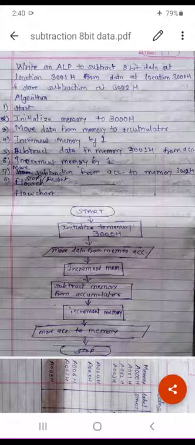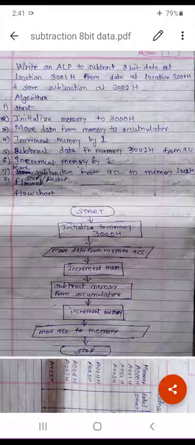So our program statement is: write an ALP to subtract 8-bit data at location 3001 hex from data at location 3000 hex, and the subtraction is stored at 3002 hex. Here in this program we make use of consecutive memory locations 3000, 3001 and 3002. As per our last lecture, before writing the actual coding, first we have to write the algorithm. For this program also I am giving the algorithm to you.